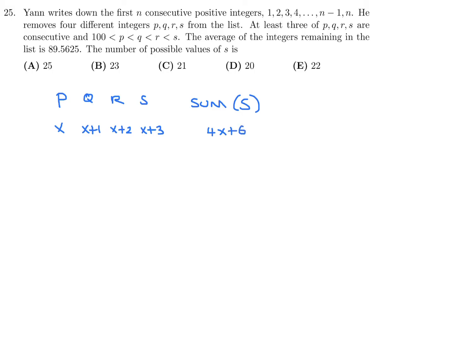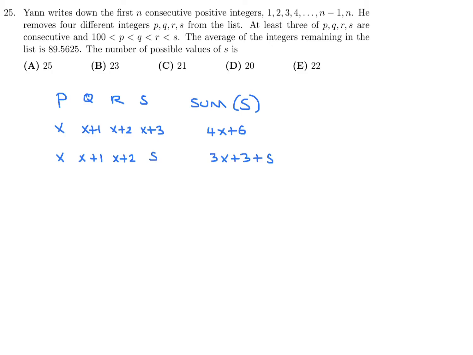That's if all 4 are consecutive. If only 3 are consecutive, then let's say that P, Q, and R are consecutive, like that. And then S is some S, we don't know. The sum here looks to me like 3x plus 3 plus S.